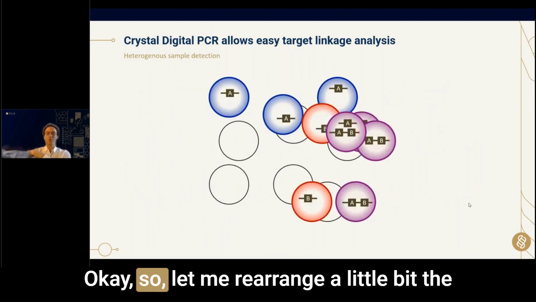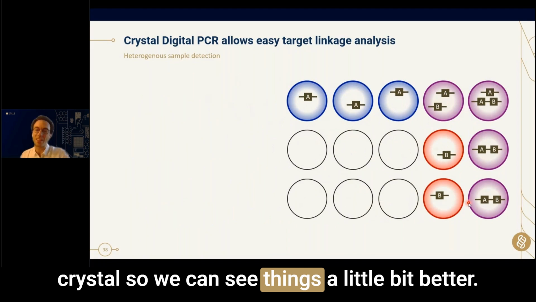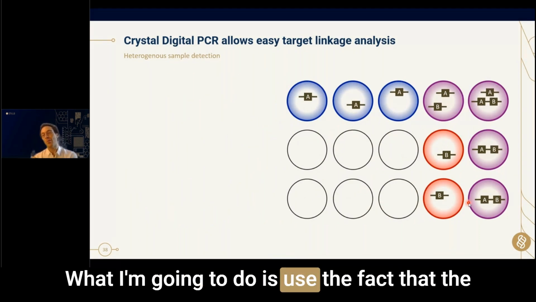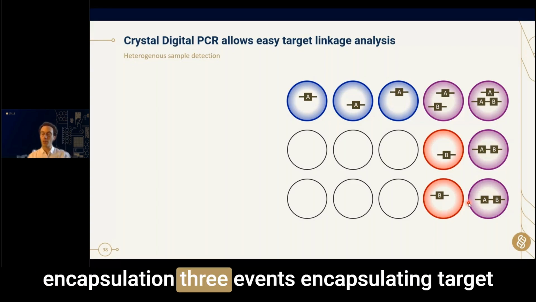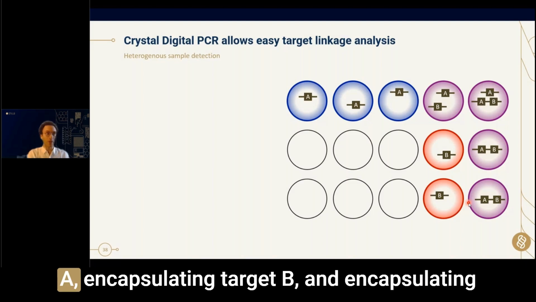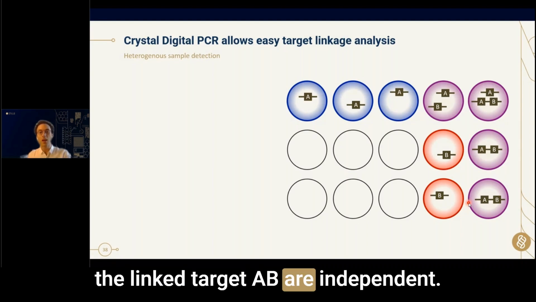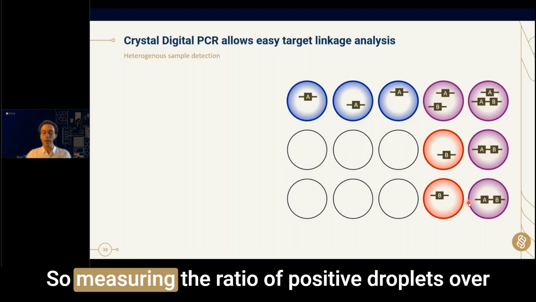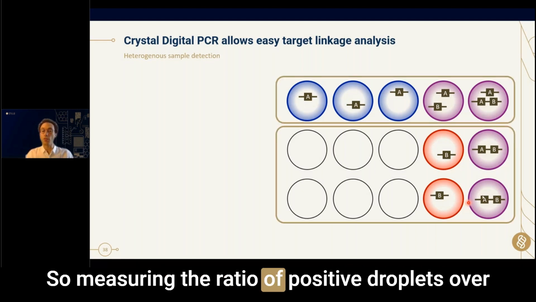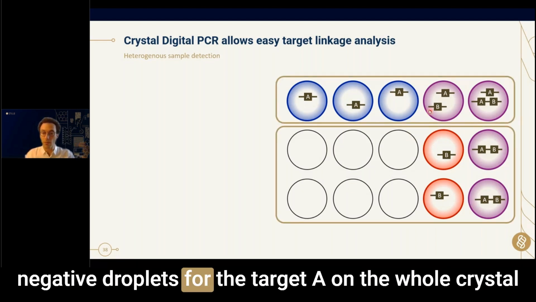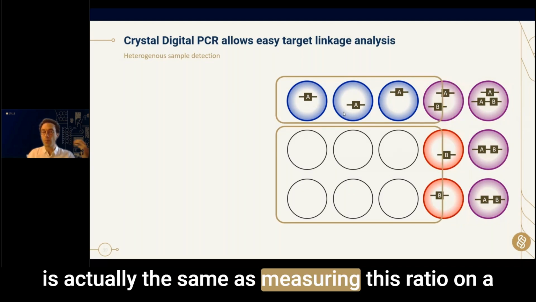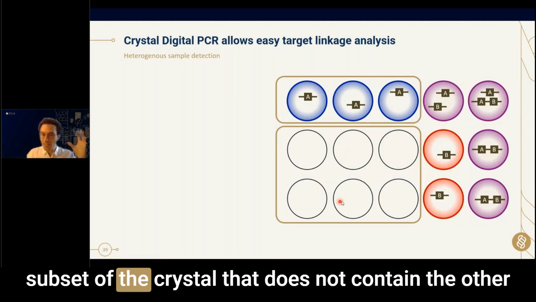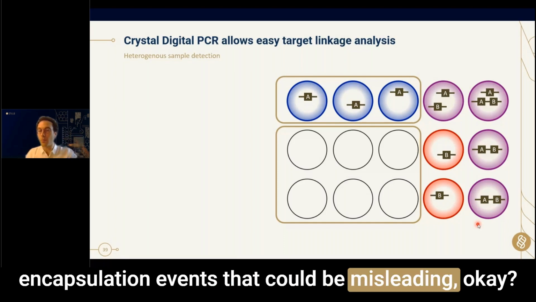Okay, so let me rearrange a little bit the crystal so we can see things a little bit better. What I'm going to do is use the fact that the 3 events, encapsulating target A, encapsulating target B, and encapsulating the linked target AB, are independent. So measuring the ratio of positive droplets over negative droplets for the target A on the whole crystal is actually the same as measuring this ratio on a subset of the crystal that does not contain the other encapsulation events that could be misleading, okay?